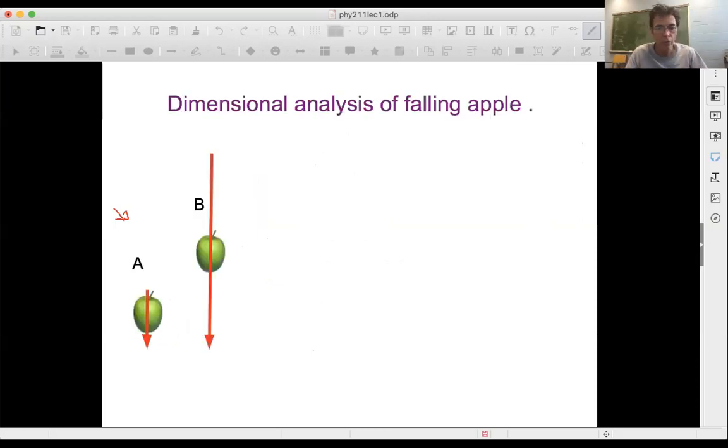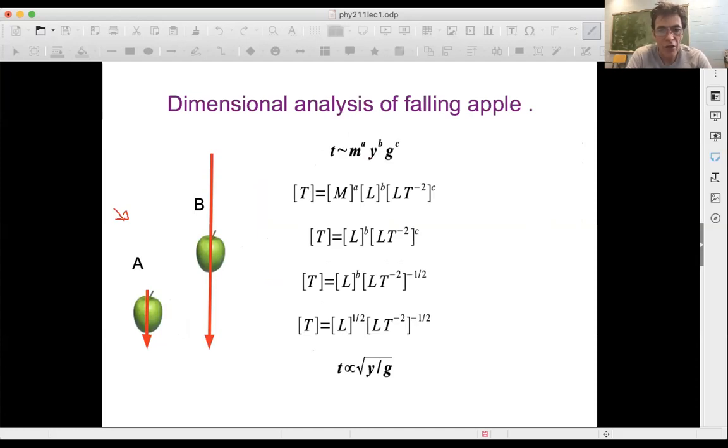So now I'm going to start with this hypothesis that the fall to the ground could depend on all these things. Let's see if we can solve this problem. Up here on this slide is my starting point. This T here is the time to fall to the ground. And the M, the Y, the G are the mass of the apple, the distance it falls, and the acceleration of gravity. These are the things that I said the fall to the ground could depend on.